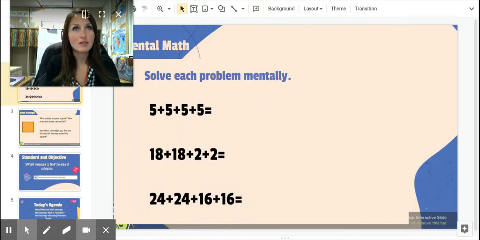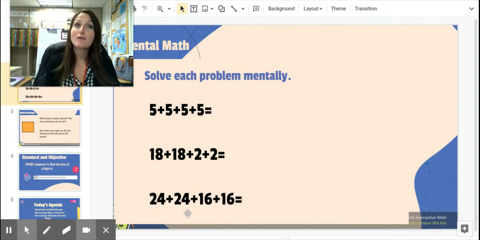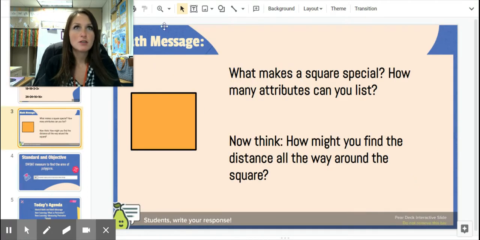We are going to be doing this mental math. You will see 4 numbers that you're adding, because today for perimeter, you're going to need to add 4 sides together. So today's math message is we're reviewing polygons that we've been talking about.